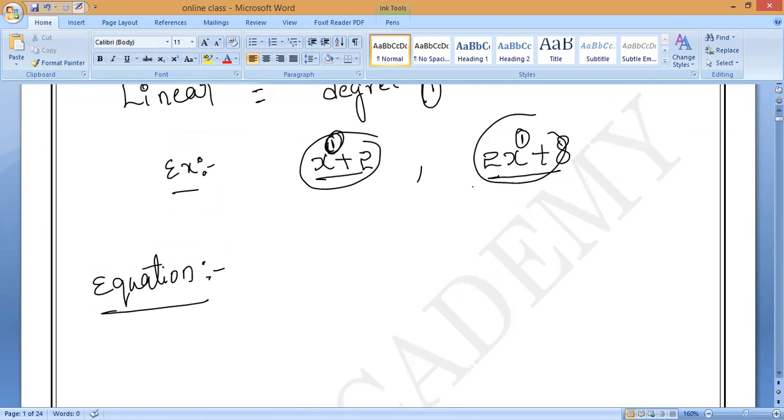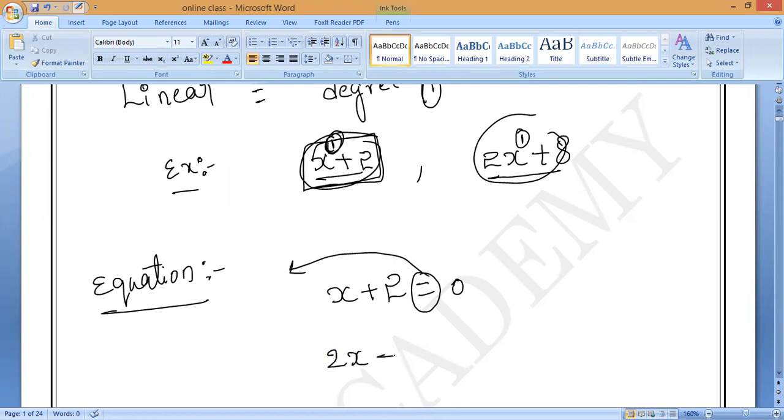See here, x plus 2. x plus 2 is a linear polynomial. This is one expression, correct? This expression x plus 2 is equal to something, or equal to 0. Wherever we see the equal sign, it is an equation. Do you understand? Please respond. Yes, ma'am.